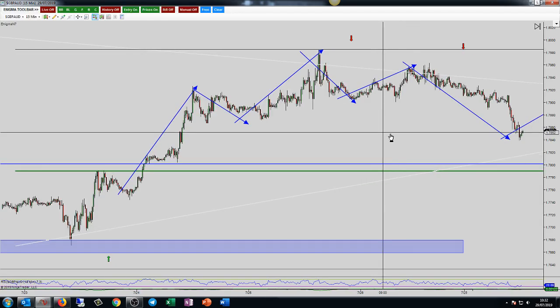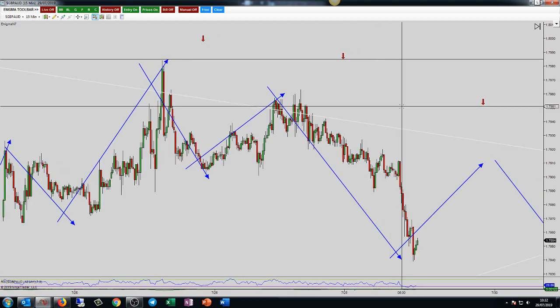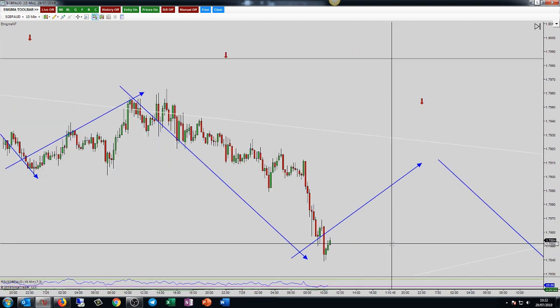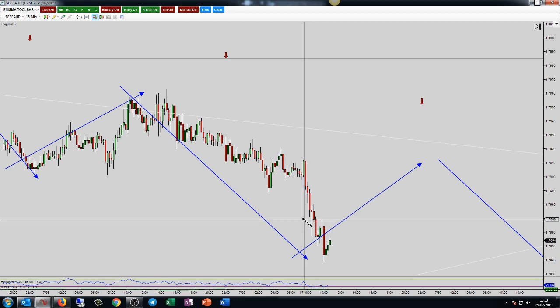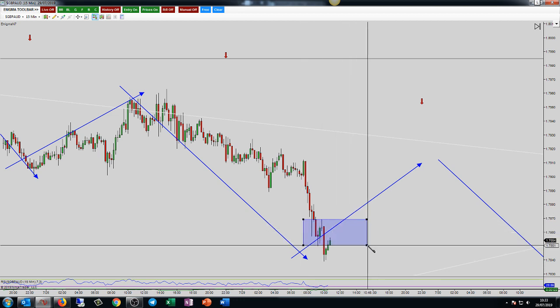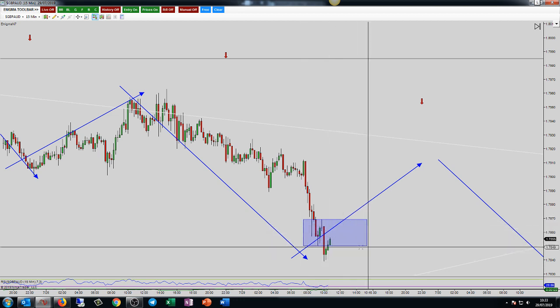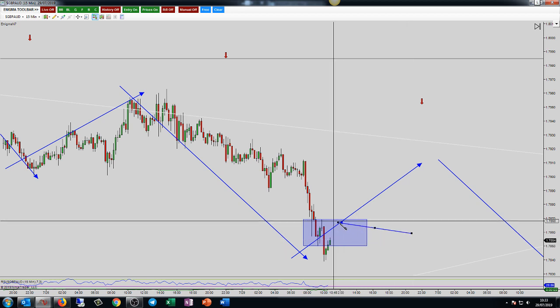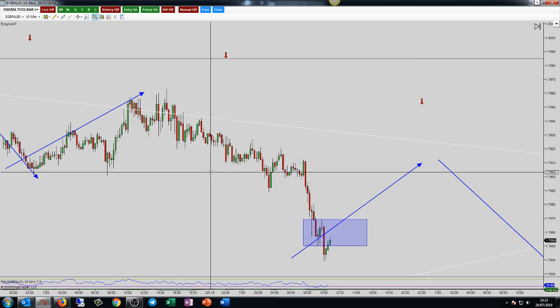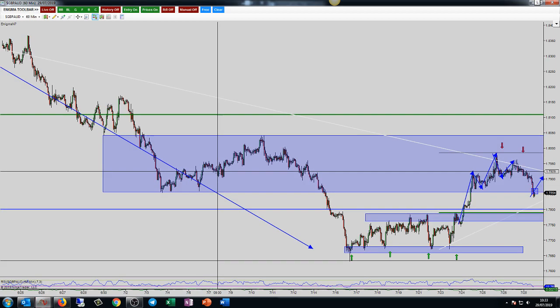You may even have something here on the 15. Now there wouldn't be anything here on the 15. The only area I'd look at shorting would be this level just here. So you might be looking at shorting the market here. What Jamie's looking at is a short.